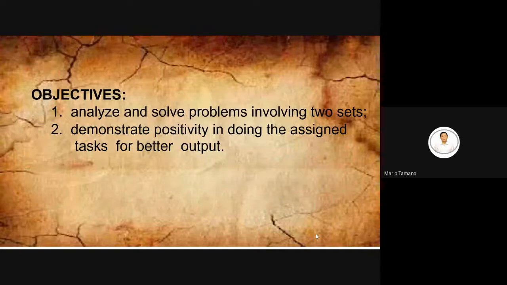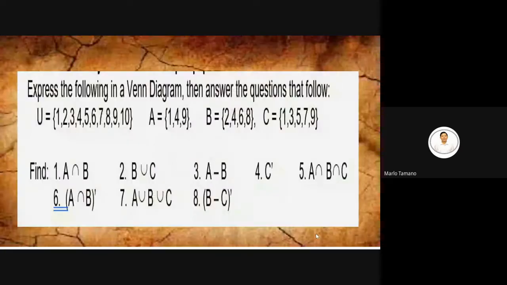Our objective for this topic: one, analyze and solve problems involving two sets. Number two, demonstrate positivity in doing the assigned task for better output. Now, express the following in Venn diagram, then answer the questions that follow. Pero katatapos po natin na magsagot, na mag-exercise, then I will show you the answer in number 1. Likewise, number 2.